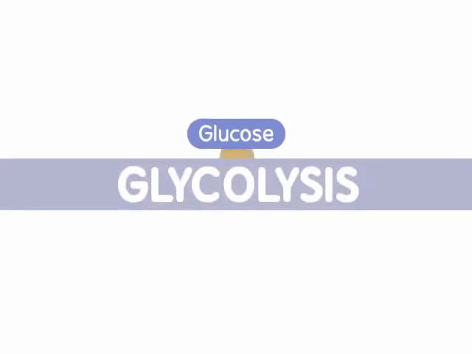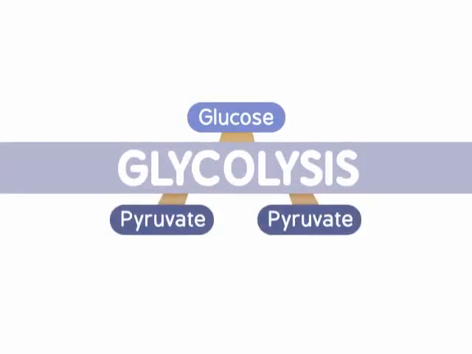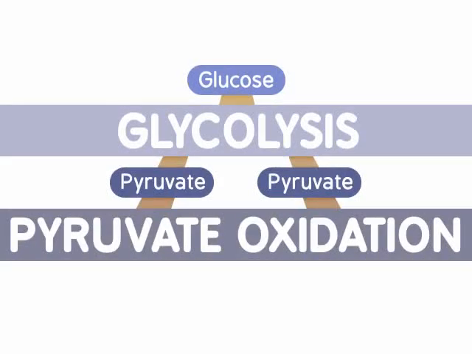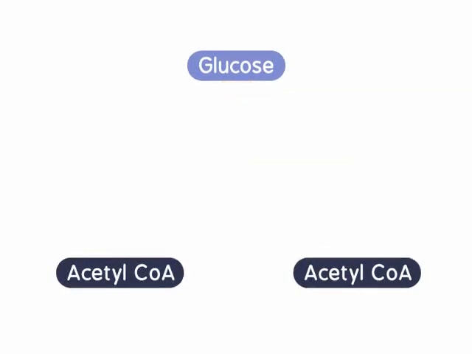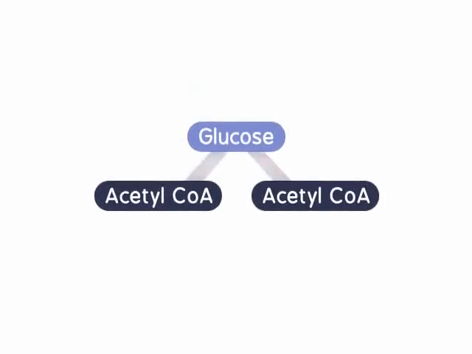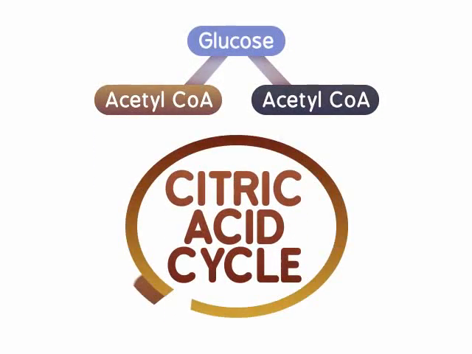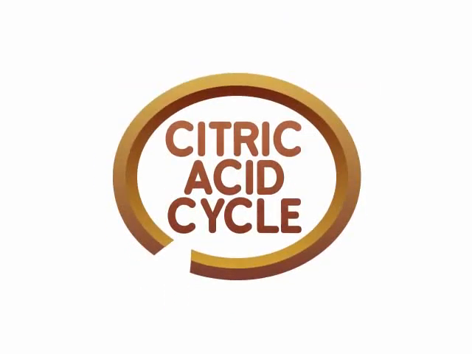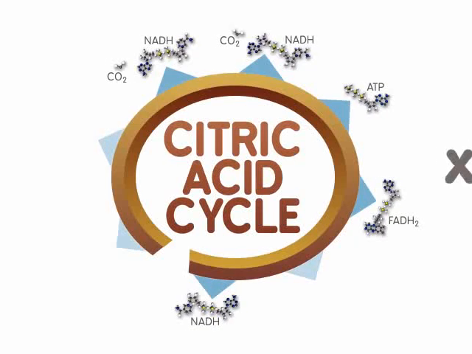For every 1 glucose that is broken down through glycolysis, 2 pyruvates will be produced. These 2 pyruvates will produce 2 acetyl-CoAs. So for every 1 glucose, 2 acetyl-CoAs will be made and 2 turns of the citric acid cycle will occur. This means each product of the cycle must be doubled.